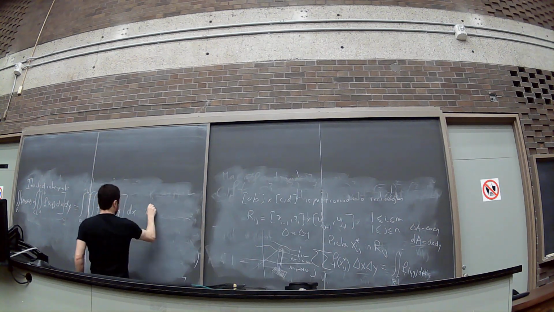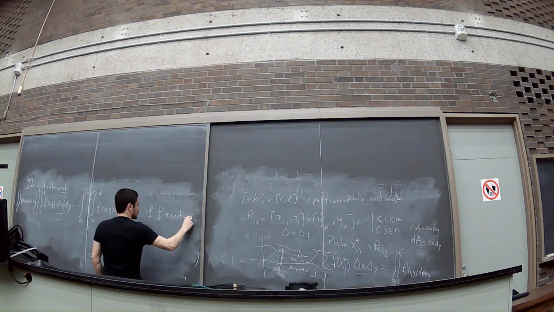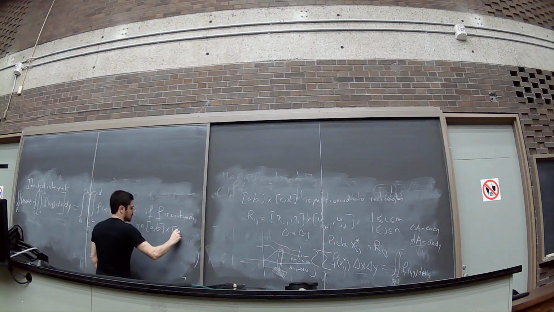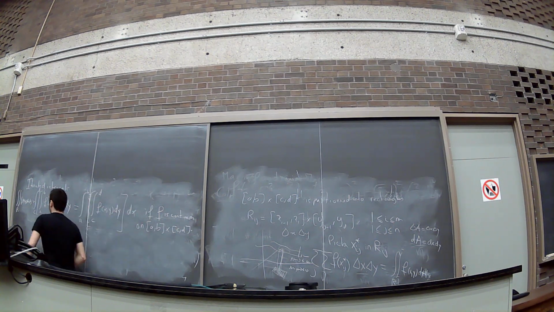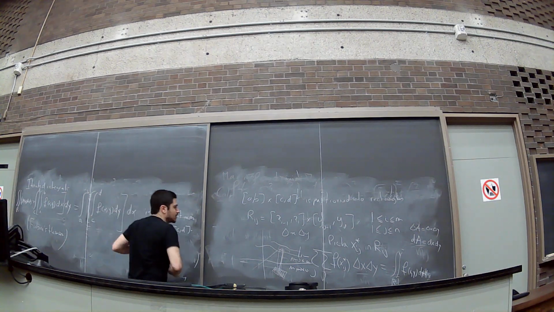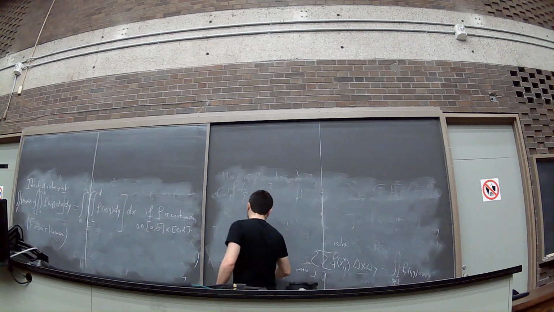If f is continuous on [a,b] times [c,d], then the order doesn't matter, and that is called Fubini's theorem. Of course, the continuity condition can be weakened a lot. Fubini's theorem: basically, you can switch the order of integration. This may mean nothing to you, but let us integrate and do some examples.